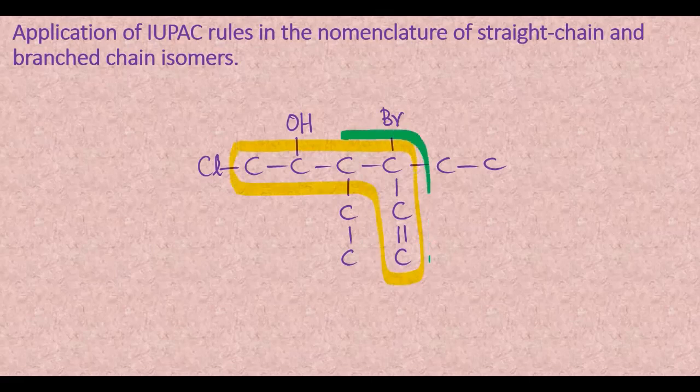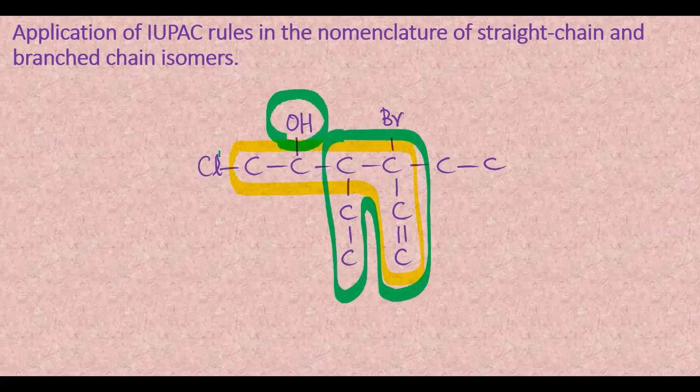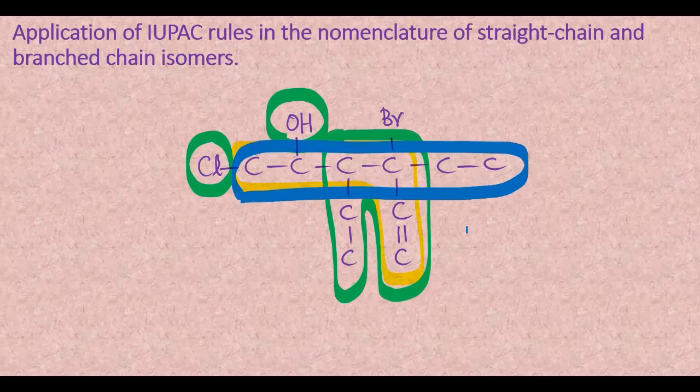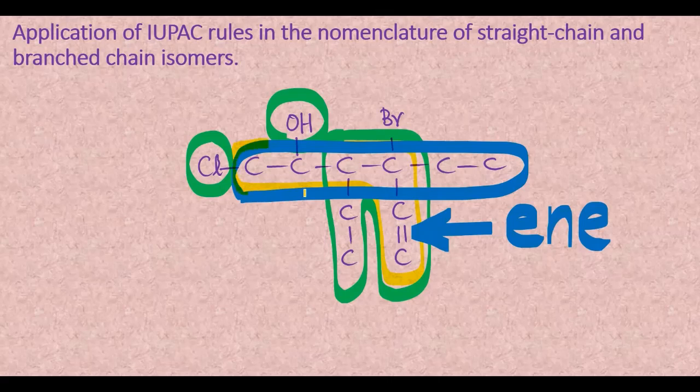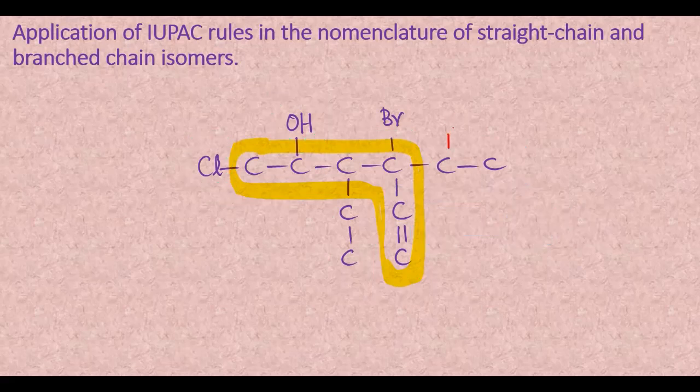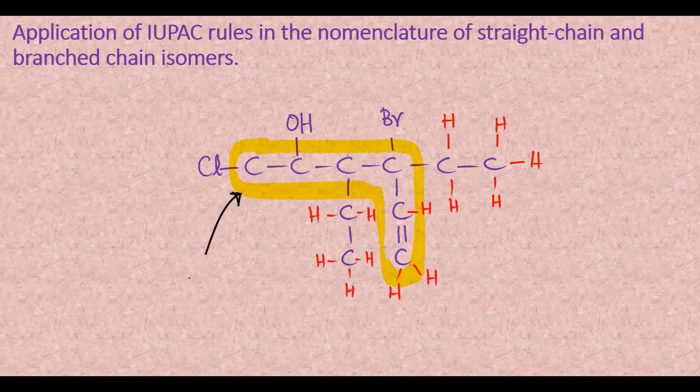If you select the chain shown in green, then you are skipping important functional groups like OH and Cl, which could not be named properly then. Selection of the blue chain is going to cause another mistake of skipping the double bond or the ene. So the correct selection is of the orange chain or orangish yellow chain. I'm going to delete all the rest which are incorrect and complete the molecule by putting the remaining hydrogen atoms to fulfill the valency of carbon atoms. So rule number 1 is selection of the longest possible chain.